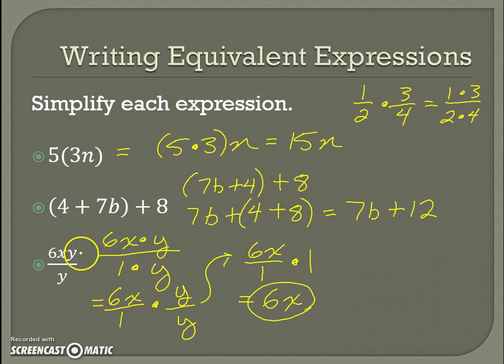Some of you probably remember from last year where you could take this and just cross both of these out and be left with the 6x. But there's a reason why you could do that, and that's what all of this is about, the reasons and the math properties behind why you could do that.